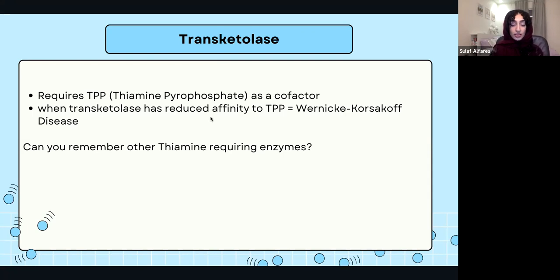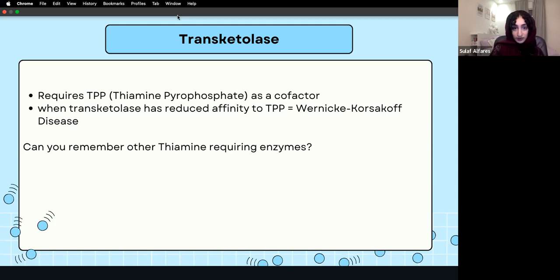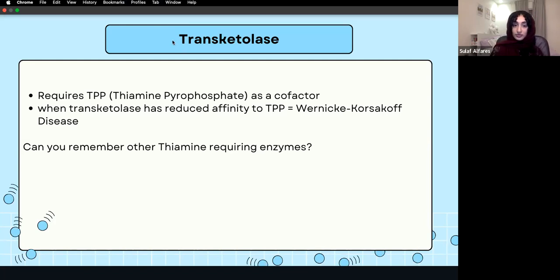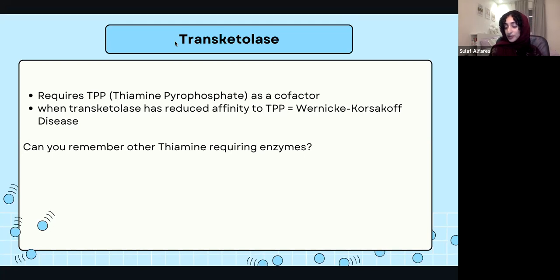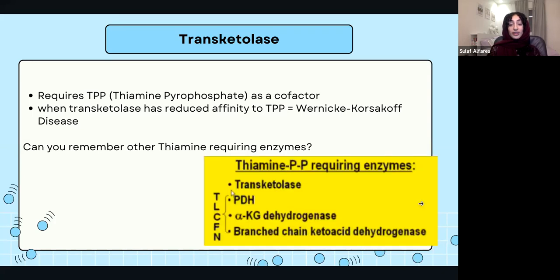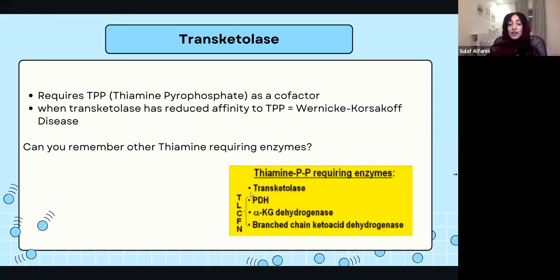Before we get into that, do you guys remember what other enzymes require thiamine? They're not from this pathway. I'm just testing your knowledge of previous lectures, and it's okay if you don't remember. If you remember any of them, do write them down. I'll wait just a minute. Okay, I don't think any of you remember, and I don't blame you. They're kind of confusing. You need to go over them again. However, those are the enzymes.